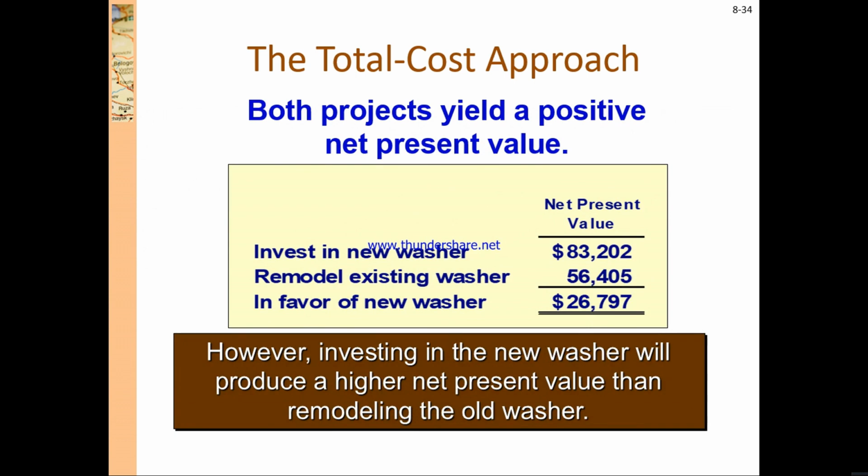So under the total cost approach, both projects yield a positive net present value. The first one we have got 83,202, and from the second alternative we have got 56,404, and in favor of the new washer we have got 26,779. However, the new washer will produce a higher net present value than remodeling the old washer. So we have to accept, from the two alternatives, the first one, that means the new washer, and we should invest in the new washer.